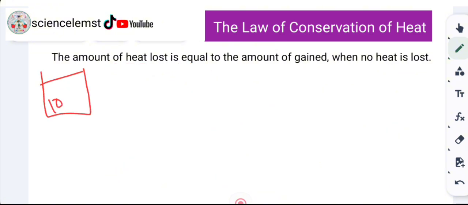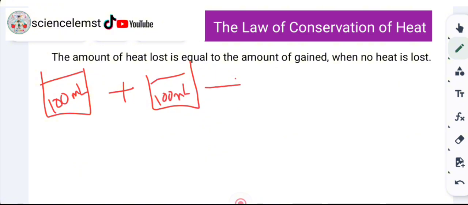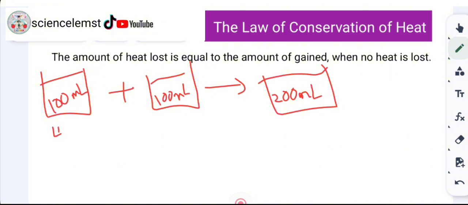This beaker has 100 milliliters of water. I added it to another beaker with the same volume of water, 100 milliliters. Once they are added together, I get another beaker, the mixture of the two, and the volume is what? It's 200 milliliters. So if this beaker has an initial temperature of 40 degrees Celsius, this one has an initial temperature of 60 degrees. And I tell you the final temperature of the mixture is 50 degrees Celsius.